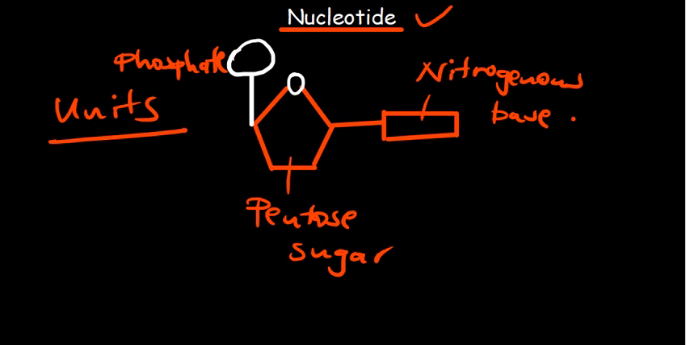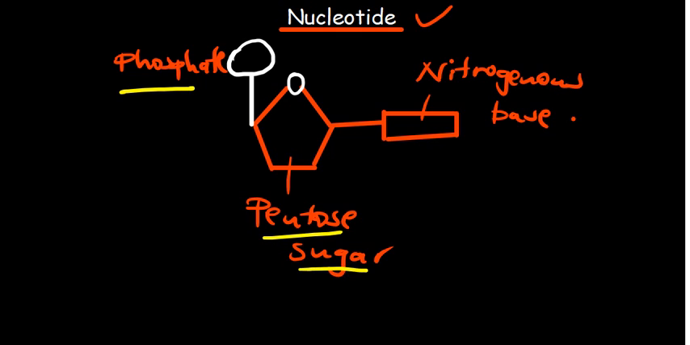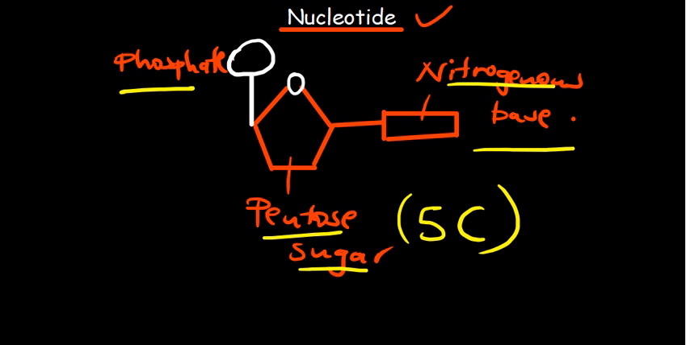A nucleotide has three major components that make up its structure: the phosphate, the pentose sugar, and the nitrogenous base. A pentose sugar is a 5-carbon sugar. A nitrogenous base is made up of nitrogen atoms around it, as we'll look at its structure in more detail. Phosphate is basically phosphoric acid, but most of the time we refer to it as just a phosphate. All these components are going to be talked about in more detail.